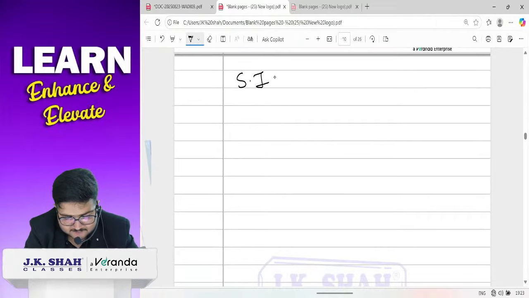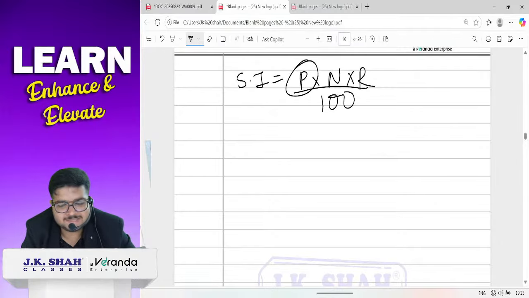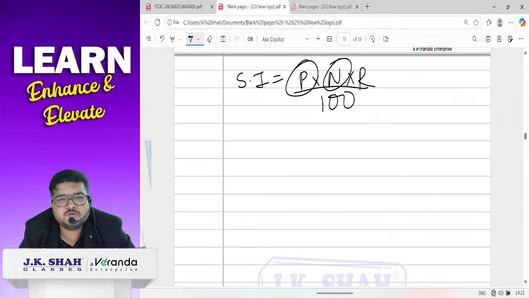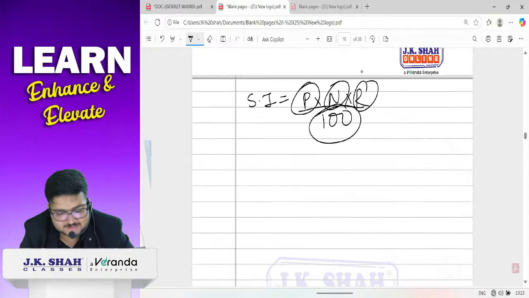There is a formula for simple interest, that is P into N into R upon 100. P means principal, the amount that you deposit in the bank or the amount which you take as a loan. N is the number of years for which you have taken the loan or deposited the money, and R is simply the rate of interest.